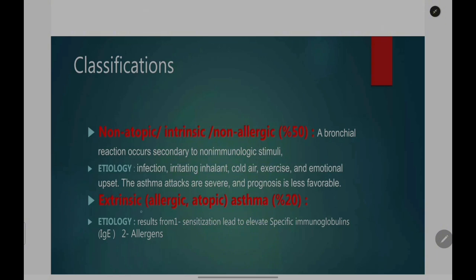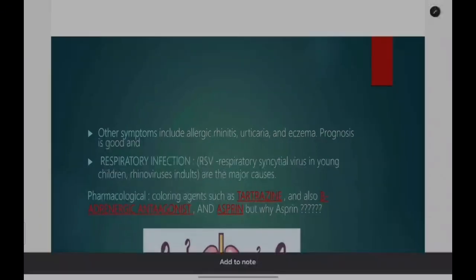Second type is extrinsic. Etiology: results from a type 1 hypersensitization leading to elevated specific immunoglobulins like IgE. Other symptoms include allergic rhinitis, urticaria, and eczema. Prognosis is good. Respiratory infection: respiratory syncytial virus in young children and rhinoviruses in adults are the major causes. Pharmacological: coloring agents such as tartrazine, and also beta-adrenergic antagonists and aspirin.